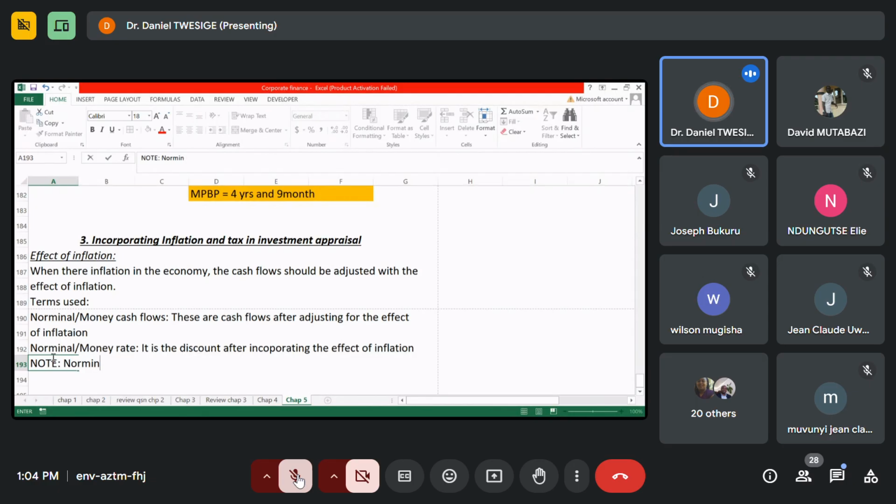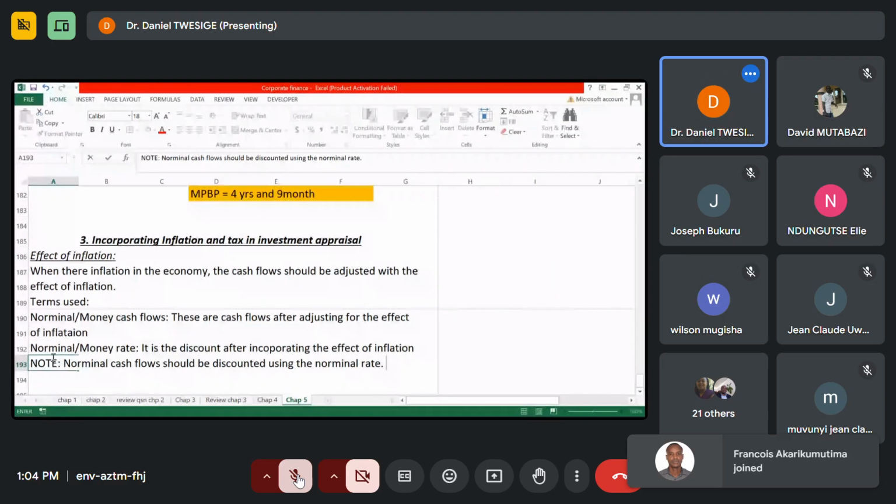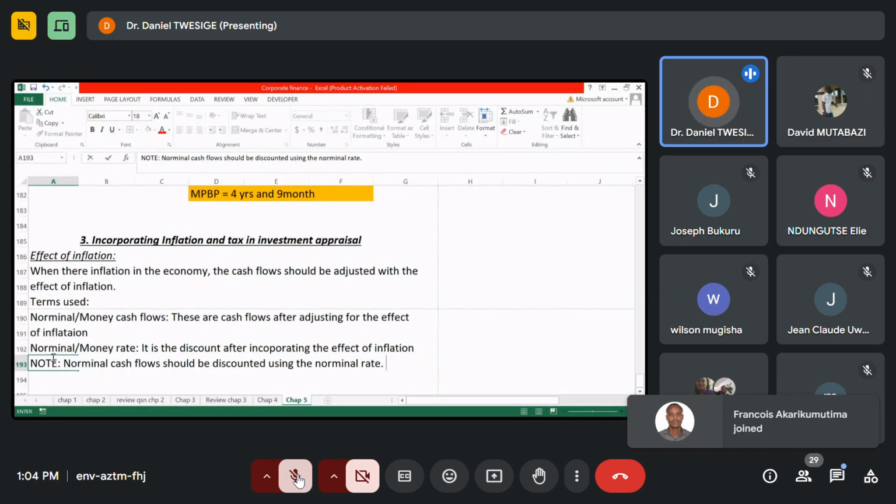Nominal cash flows should be discounted using the nominal rate. When you are discounting your cash flows and you have adjusted for inflation, your nominal cash flows should be discounted using a nominal rate. So look at your rate. Is it a real rate or a nominal rate? The question should be specific. If the question is silent, you assume it is a nominal rate. But if a question assumes it is a real rate, then you have to adjust and get a nominal rate.